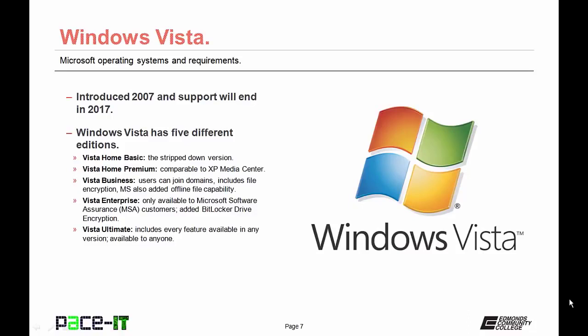Vista Enterprise was only available to Microsoft Software Assurance customers, MSA customers. The added benefit here was BitLocker drive encryption, which is whole drive encryption. The last edition is Vista Ultimate. Every feature that's available in any edition is available in Vista Ultimate.